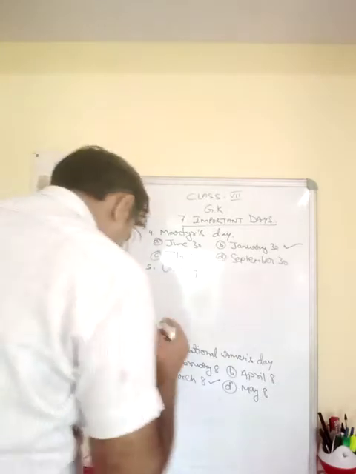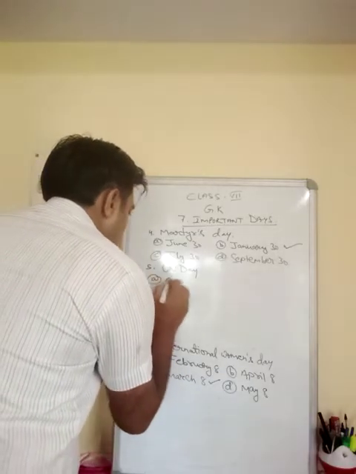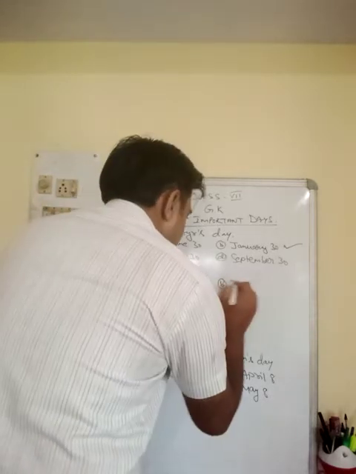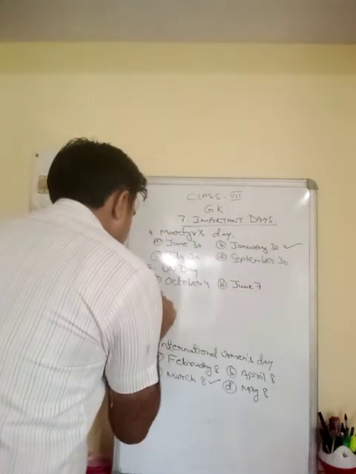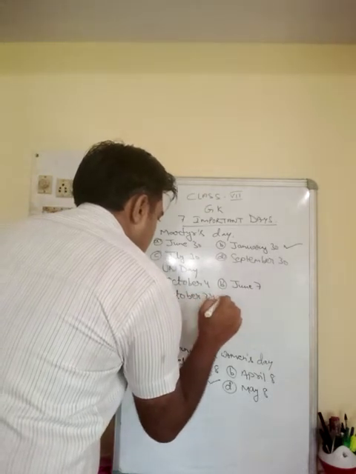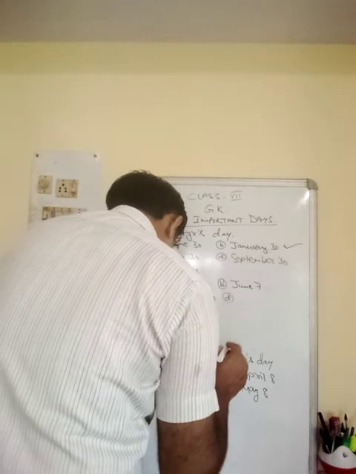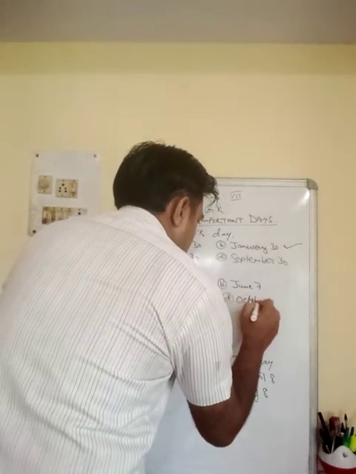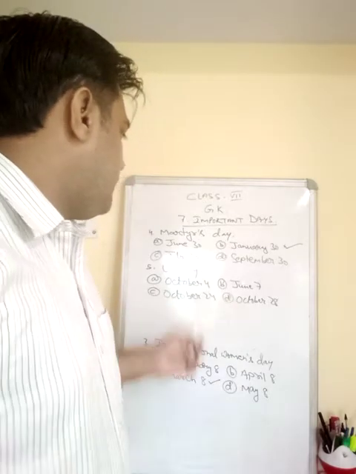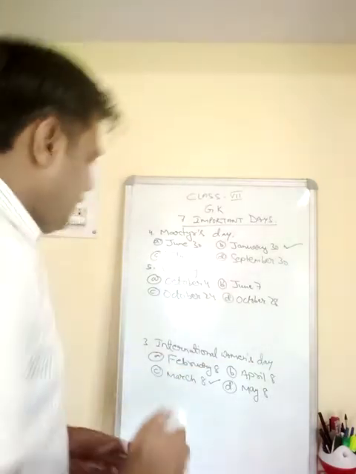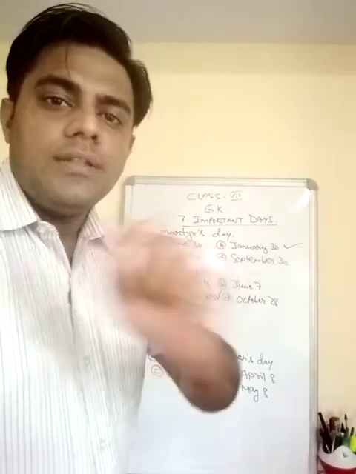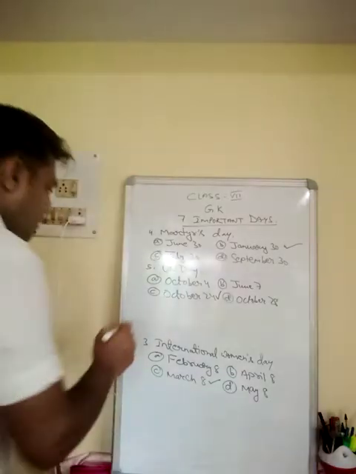So, the options are number A, October 4, number B, June 7, number C, October 24, and number D, October 28. So children, the four options are October 4, June 7, October 24, and October 28. And if your answer is October 24, then you are absolutely correct. Moving on to the sixth one.